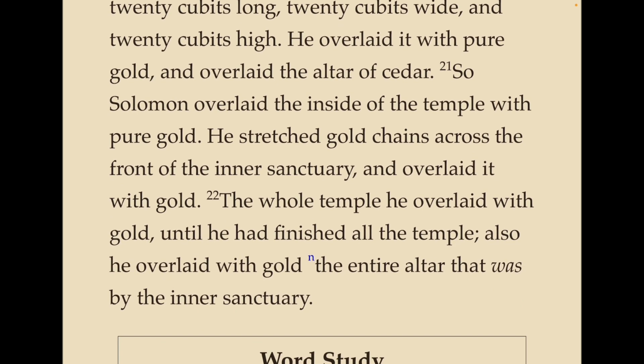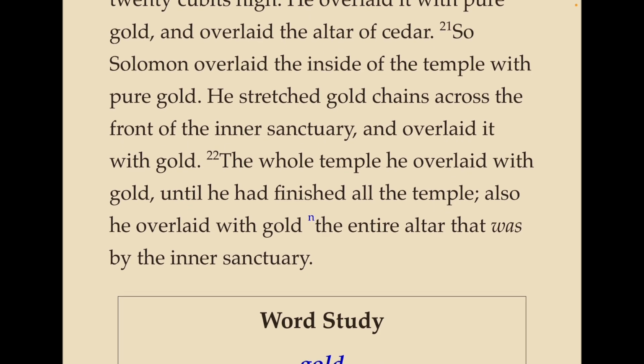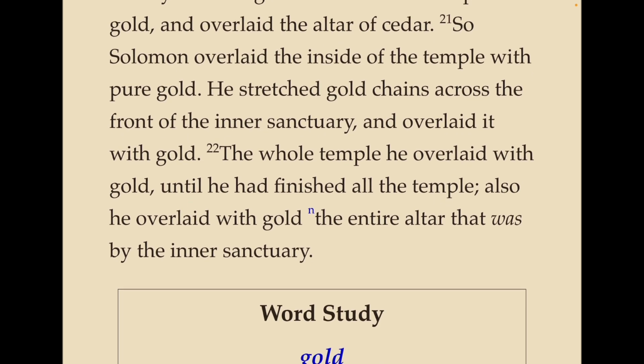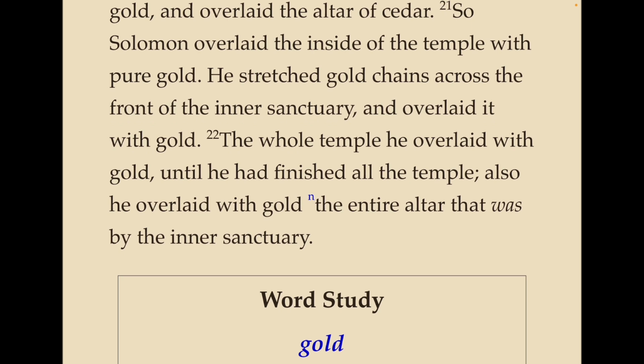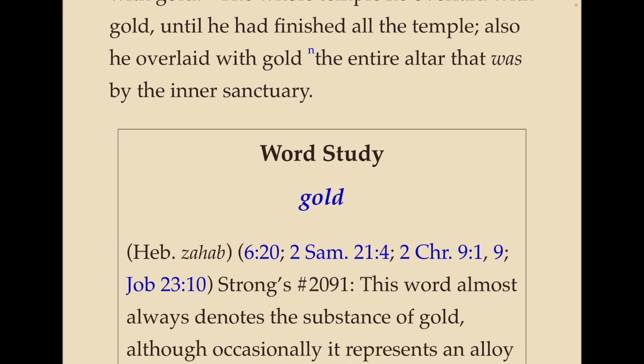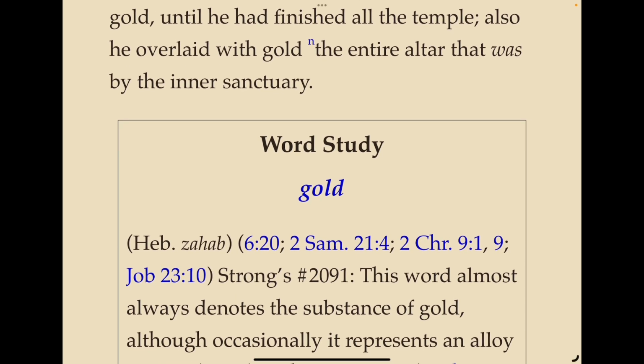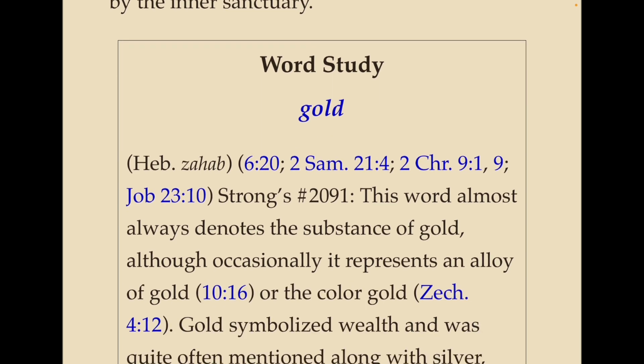He overlaid it with pure gold and overlaid the altar of cedar. So Solomon overlaid the inside of the temple with pure gold. He stretched gold chains across the front of the inner sanctuary and overlaid it with gold. The whole temple he overlaid with gold until he had finished all the temple. Also, he overlaid with gold the entire altar that was by the inner sanctuary.